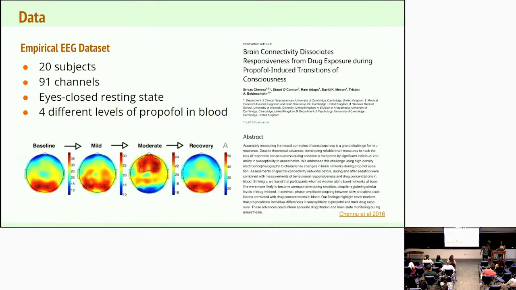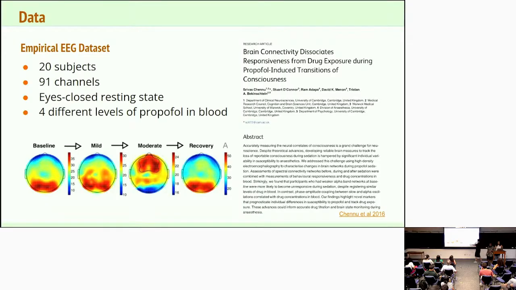So first of all, what we did is look for a dataset that has the conditions that we are interested in exploring. And we found this paper that has an open dataset from 20 subjects and 91 channels of eyes closed resting state with different levels of propofol in blood.